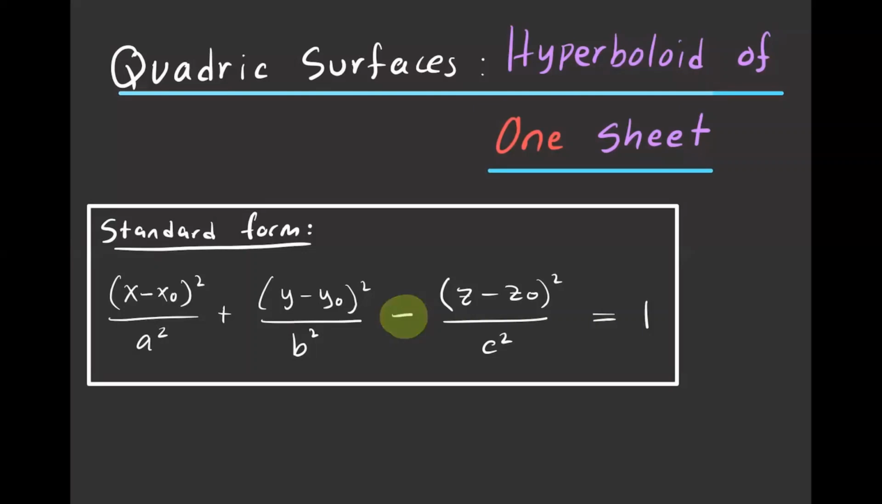So everything is almost identical except for that negative sign, so that way you can tell: there's one negative sign in your standard form, as opposed to the ellipsoid. It's a hyperboloid of one sheet. So all terms are squared, equal to a constant, which is 1, and there's one negative sign. Now, the center of this shape is going to be at x0, y0, and z0. And then from there, you can start sketching.